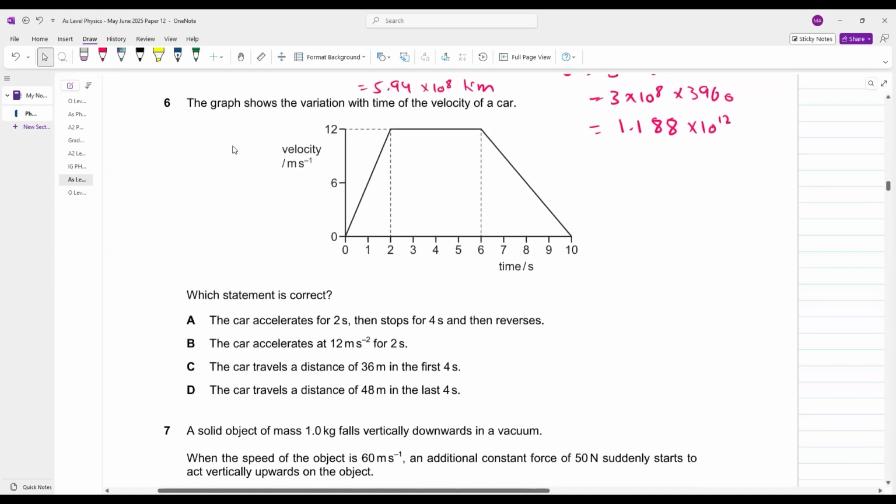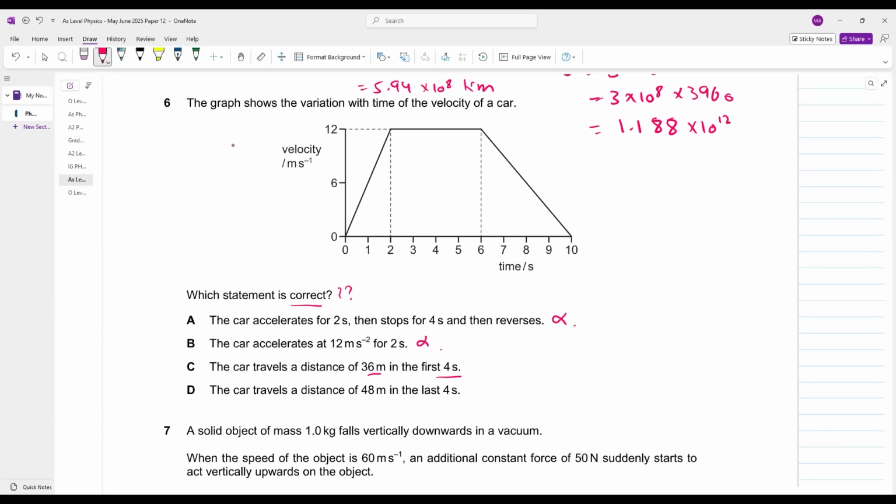Let's further move ahead. The graph shows the variation with time t of the velocity of a car. Okay, so the velocity versus time graph is given. Which statement is correct? The car accelerates for 2 seconds, then stops for 4 seconds, and then reverses. No. The car accelerates at 12 meters per second for 2 seconds. No. The car travels a distance of 36 meters in the first 4 seconds.